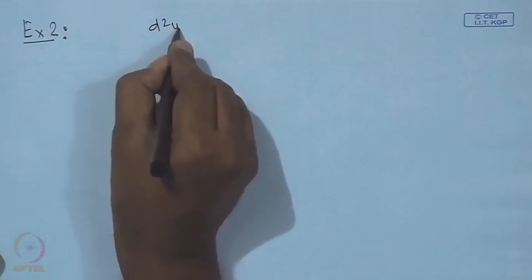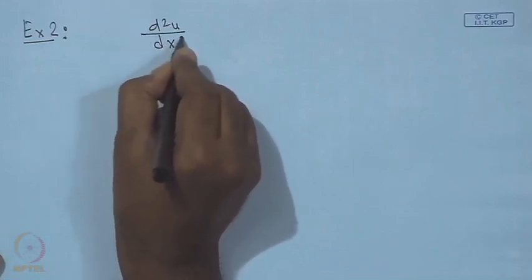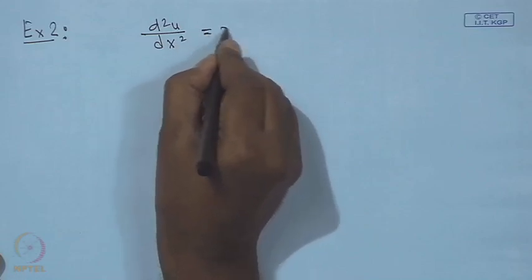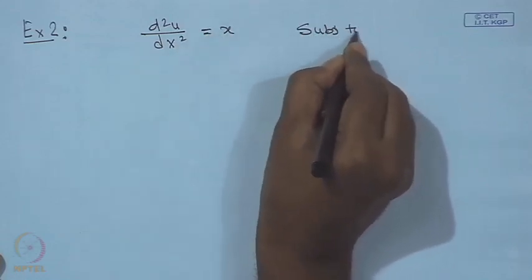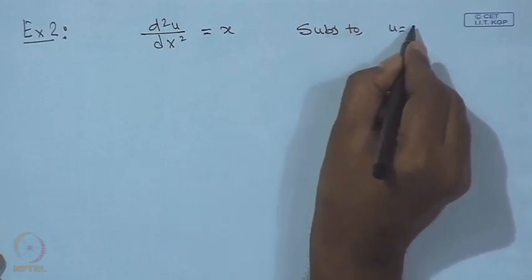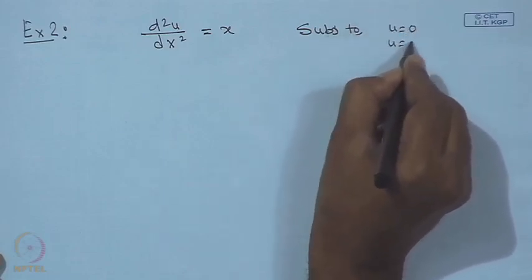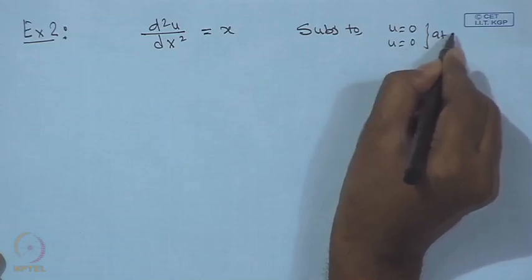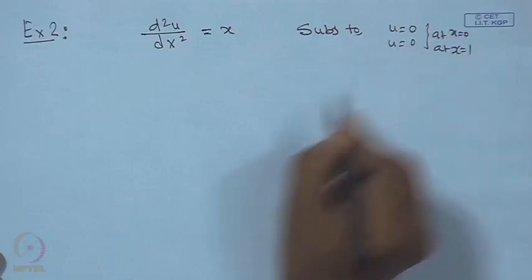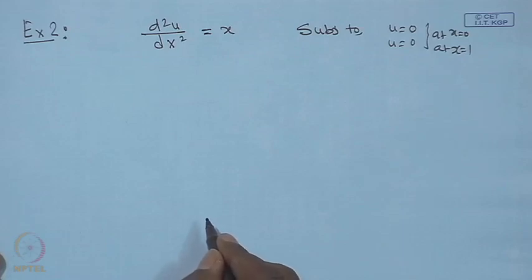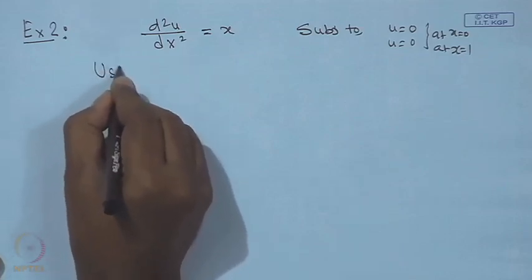This example is we like to solve d square u dx square is equal to, let us say, x, okay, subject to u is equal to 0 at x is equal to 0 and u is equal to 0 at x is equal to 1. Let us try to solve this problem using Green's function method.